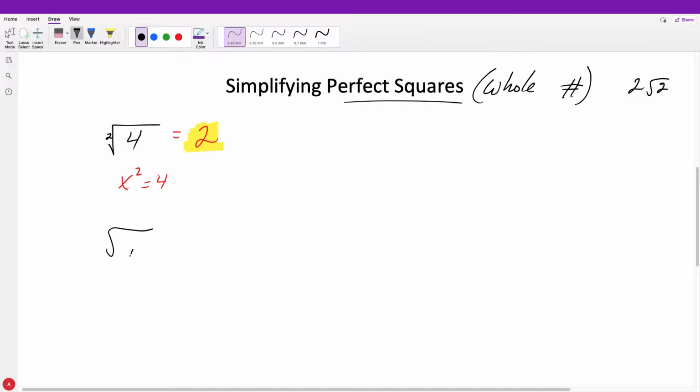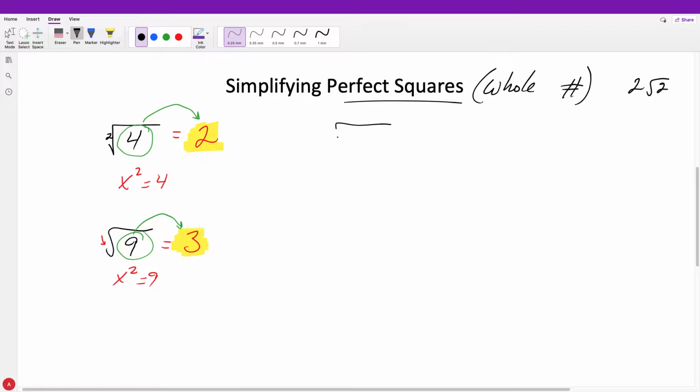Same thing. If I say, what is the square root of 9? Well, until we get really comfortable and we can identify these and answer them very quickly, we're asking ourselves, since the index is 2, what number squared is equal to 9? And hopefully you are able to identify that 3 squared is equal to 9. So it gives us a whole number in return. So these are perfect squares, not the 2 and 3. When I say perfect squares, what I mean is actually the radicand. 4 is a perfect square because it gives us a whole number as an answer. 9 is a perfect square because it gives us a whole number as an answer.